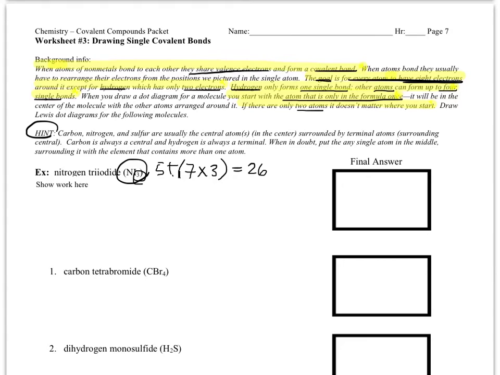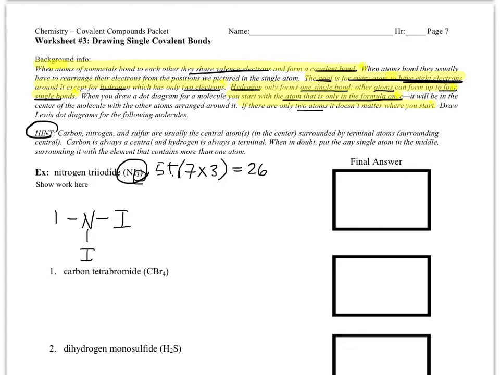Alright? Now, remember we said that you start with the atom that's only in the formula once. So here's nitrogen. Alright, and nitrogen has 5 valence electrons, but I'm not going to draw those in right now. Instead, what I'm going to do is draw the 3 iodines around it, and I'm going to draw them connected to the nitrogen by a line.